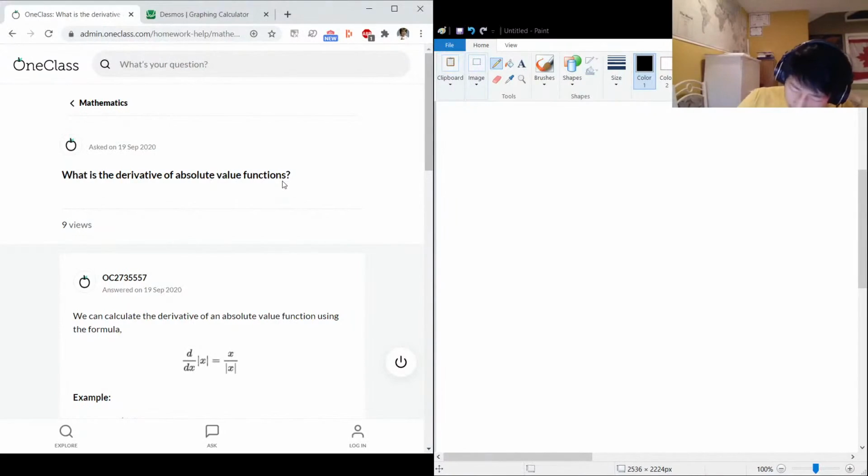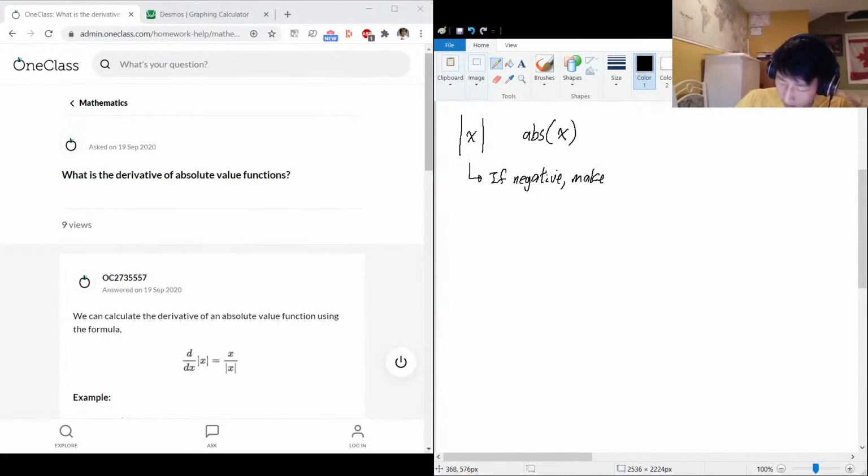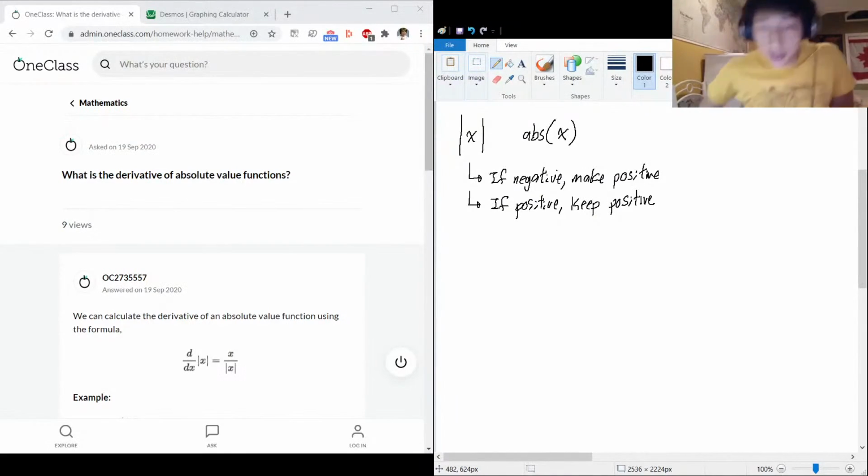You might see them, typically as vertical bars like this, so like |x|. Or sometimes you might see them like this, like abs. Typically like this. What this means is that if negative, make positive. If positive, keep positive. It's basically just saying, if you're negative, we're going to multiply you by -1. If you're positive, you're good.